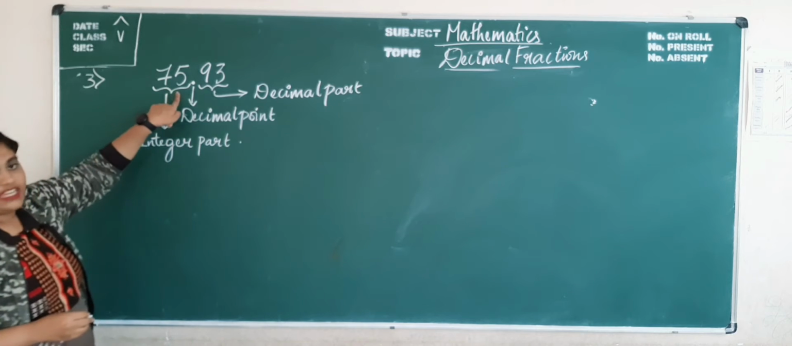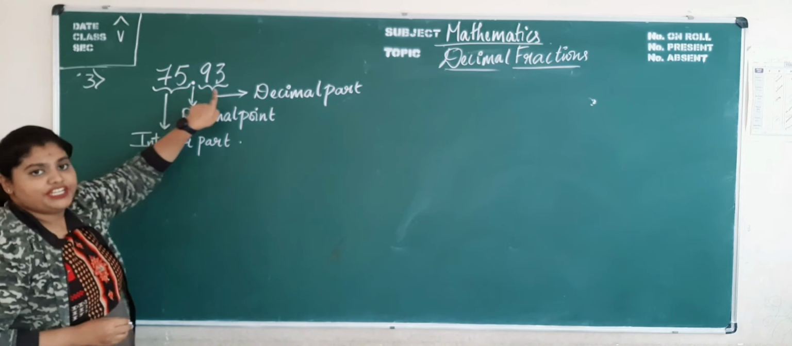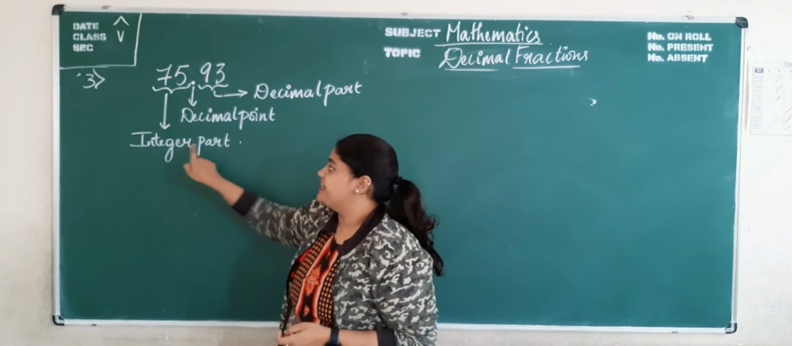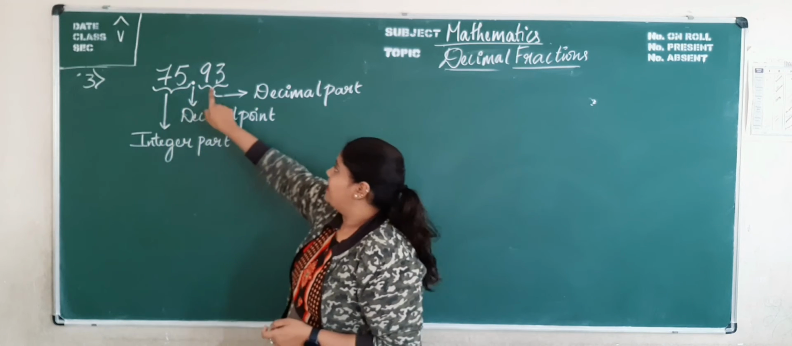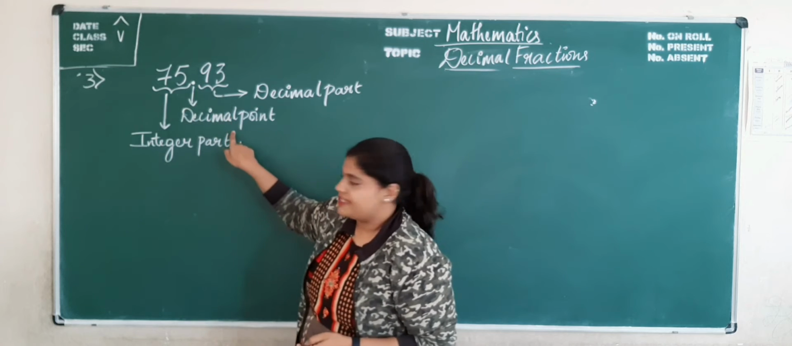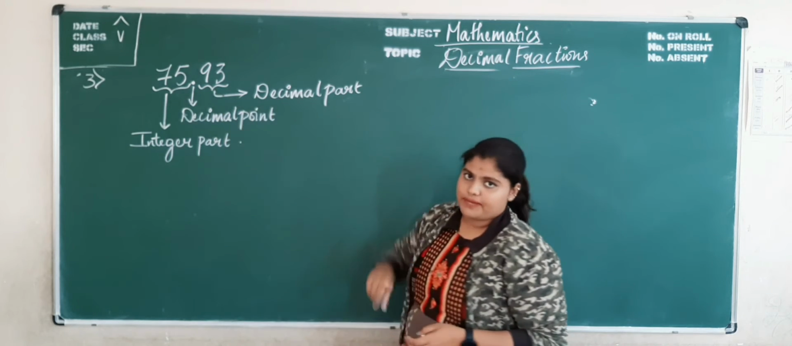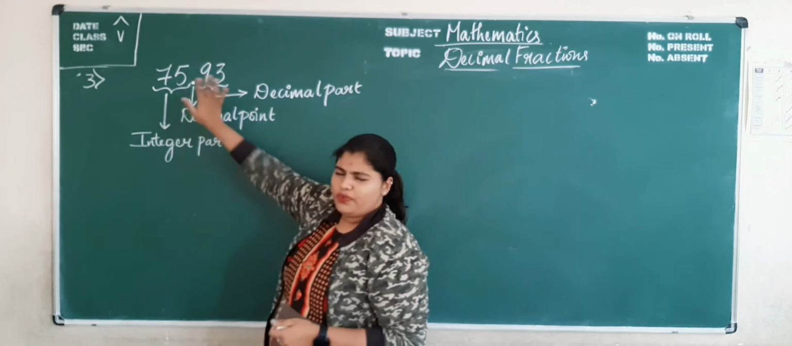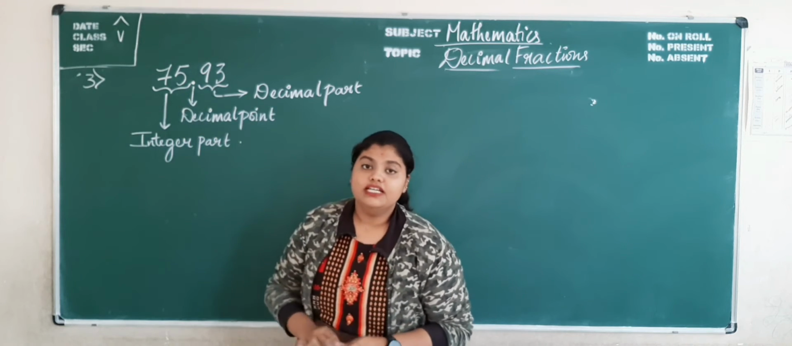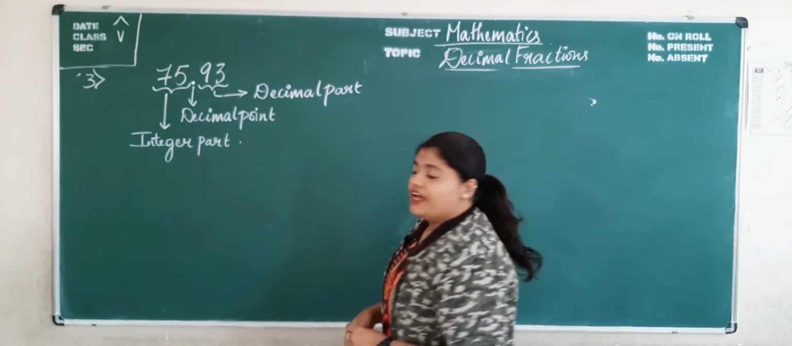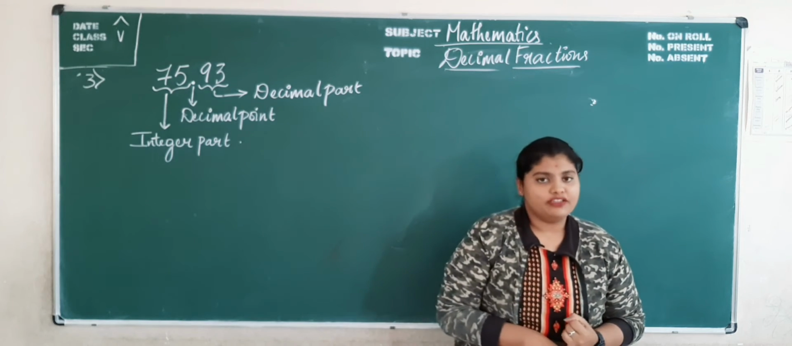So I took an example that is 75.93. If I just see 75, 75 is the integer part, this point is the decimal point, and 93 is the decimal part. So a number with a decimal point is nothing but a decimal number. Okay, next. You have seen the place value chart, right?